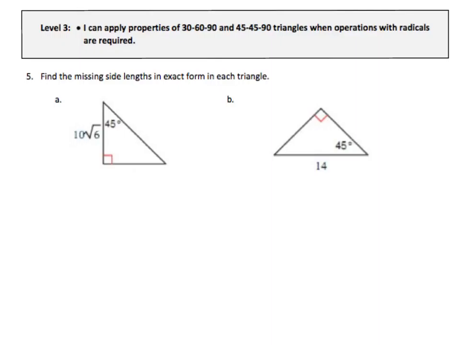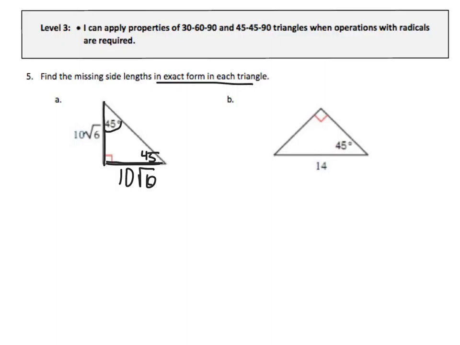So here we go. Finding the missing side lengths in the exact form of each triangle. When it's saying exact, this means that we can't use SOHCAHTOA and put it in our calculator, because that will give us a decimal. In the first one, we've got 45, 45, 90s. So this is a 45, which makes this a 45, which makes this 10 root 6, because I know each of the legs of the right triangle are going to be the same because I have two equal angles. Okay, so that part's done, but I have to find the hypotenuse.